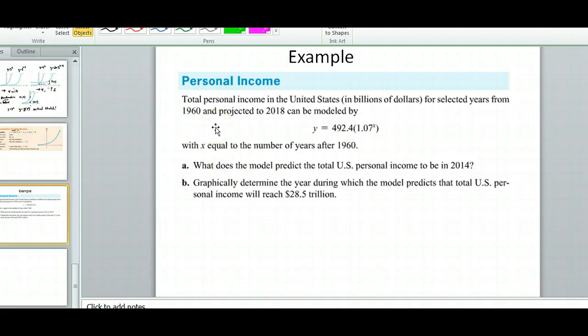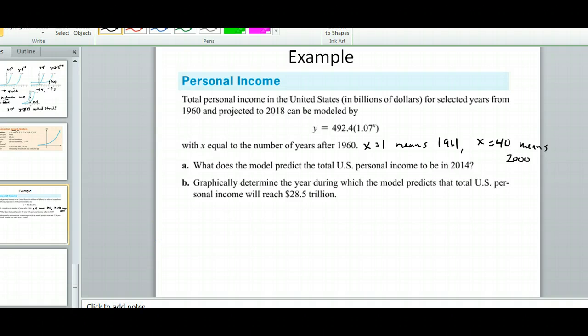Total personal income in the United States in billions for selected years from 1960 and projected to 2018 can be modeled by this, with x equal to the number of years after 1960. So what we have to understand here is that x equals 1 means 1961, and x equals 40 means the year 2000. We just have to adjust how we use this function. What does the model predict the total U.S. personal income to be in 2014?